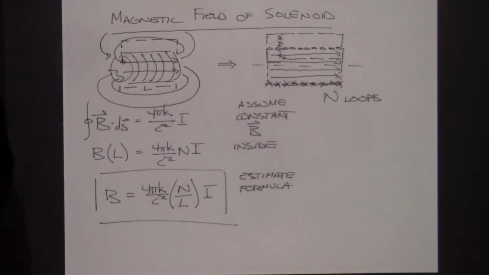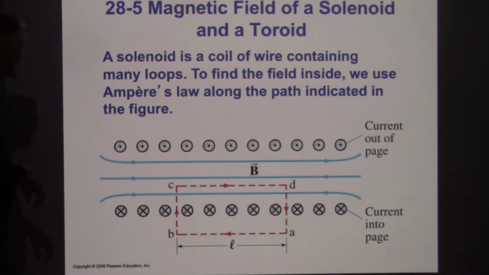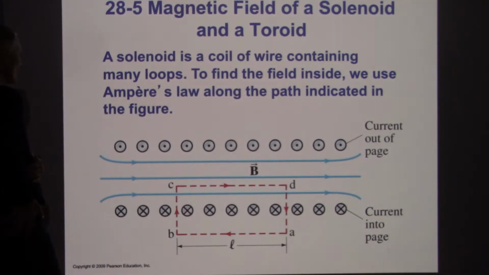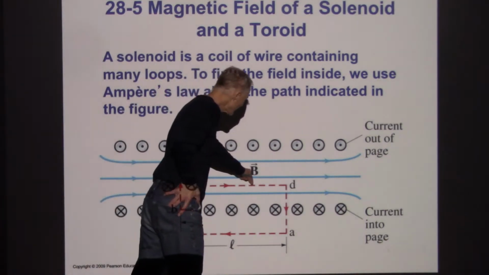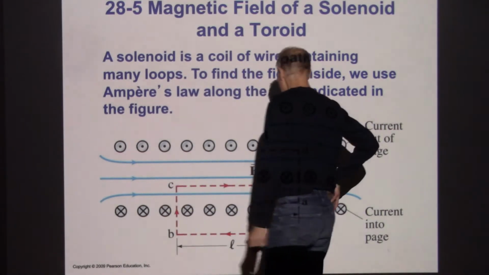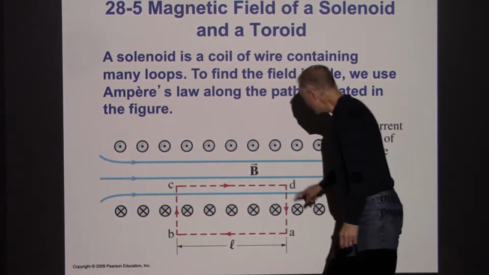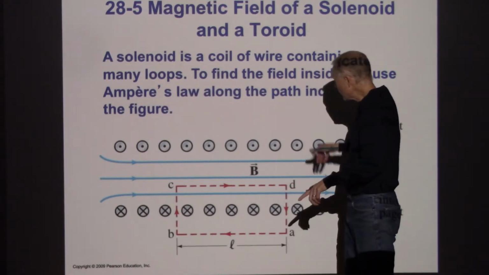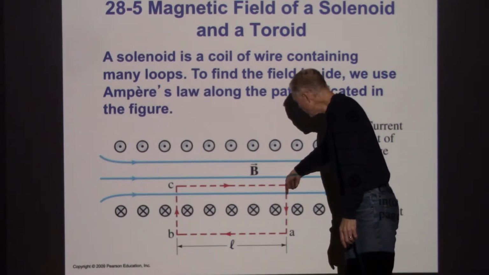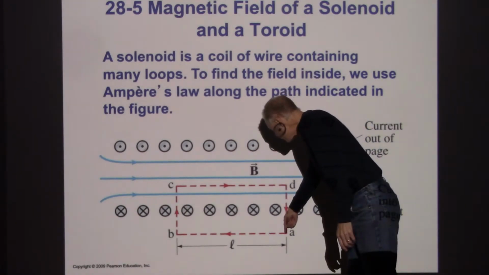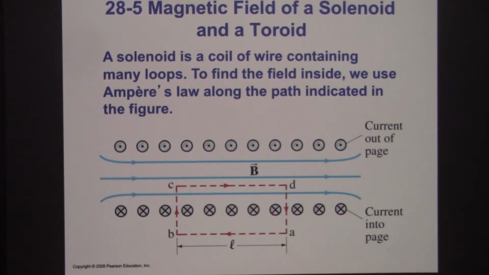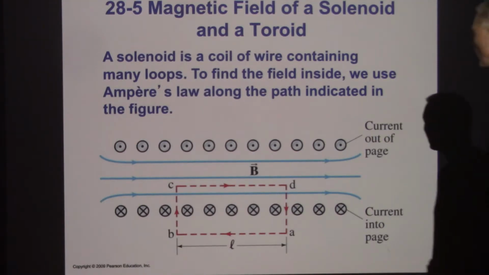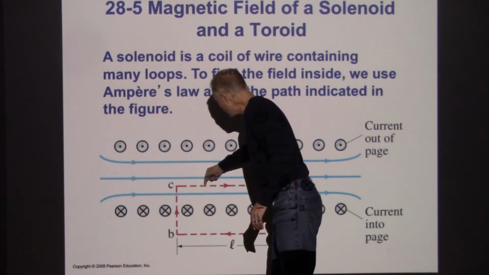So let's use Ampere's law. The path that we're going to pick is this. We're going to run right along the magnetic field on the inside for some distance from C to D, and we're going to call that length L. And then when we get to D, we're going to make an abrupt perpendicular turn and come out of the solenoid. Well, if I make that abrupt perpendicular turn and come out of the solenoid, there is no magnetic field along that path.